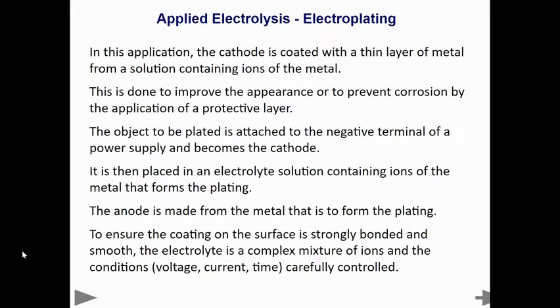So we're going to talk about electroplating. In this case, the cathode is coated with a thin layer of metal from a solution containing ions of that same metal. This is done to improve the appearance or prevent corrosion by the application of a protective layer. So in general, you might take a cheaper metal, more prone to corroding, and then coat it with a more expensive metal that is less prone to corroding. It makes a metal object prettier a lot of times, and stronger and more resistant to rusting.